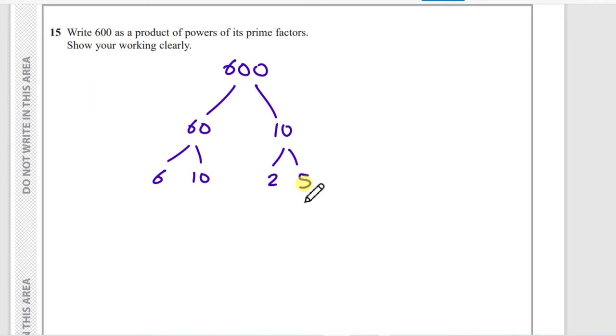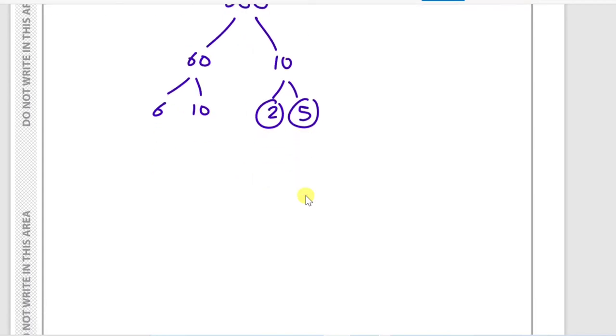And then that's it. This one's done. When you finish it, circle your last primes, yeah? Now look at the left side. 6 can be made from 2 times 3. Once again, 10 can be made from 2 and 5. So we circle all our last primes.